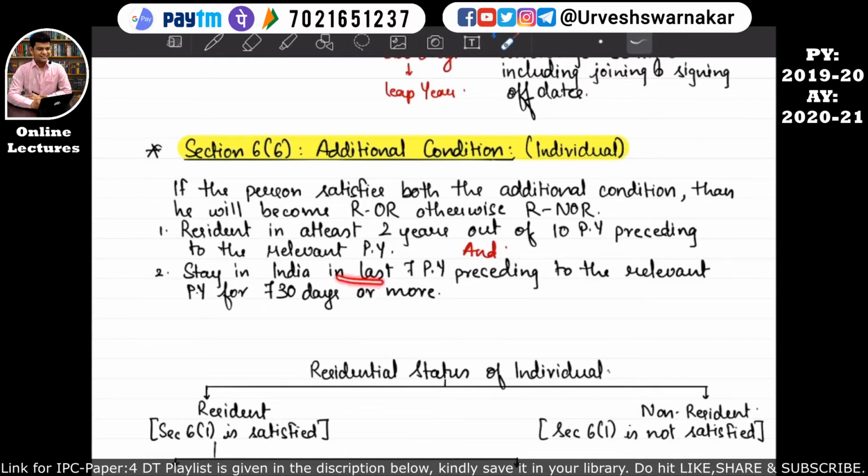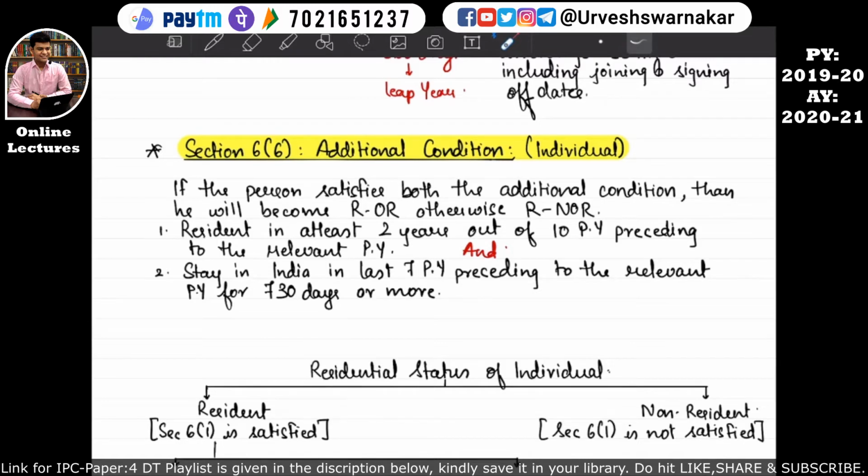Stay in India in the last 7 previous years preceding the relevant previous year for 730 days or more. Which means that for the previous year 1920, other than previous year 1920, the 7 previous years preceding that 1920, if the SSC has stayed for 730 days or more, then if both these conditions are satisfied cumulatively, only then will the SSC be considered a resident, ordinary resident.